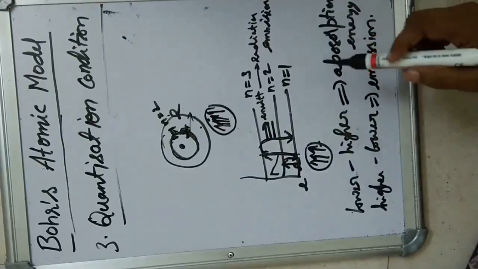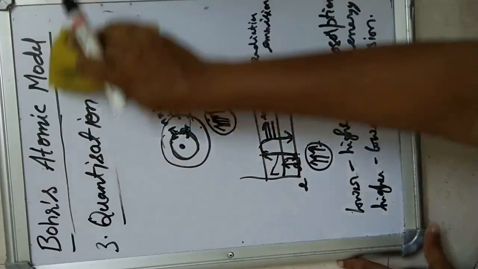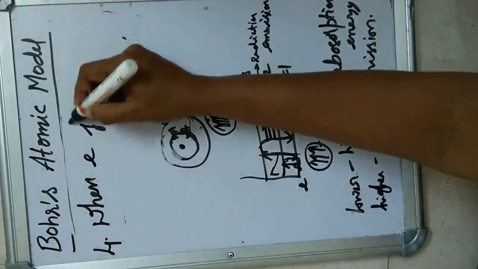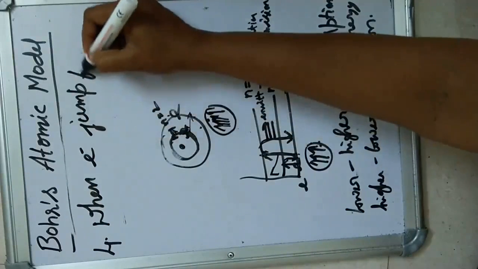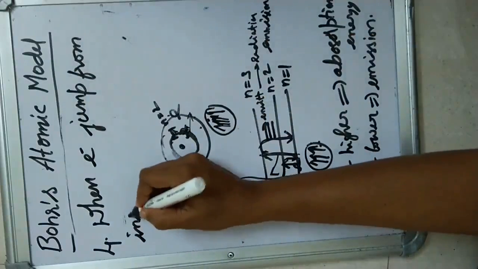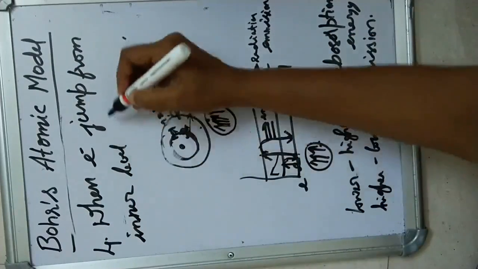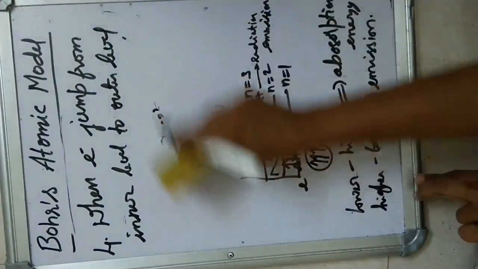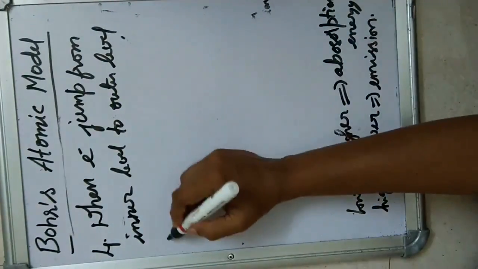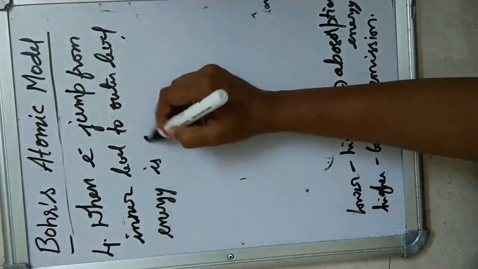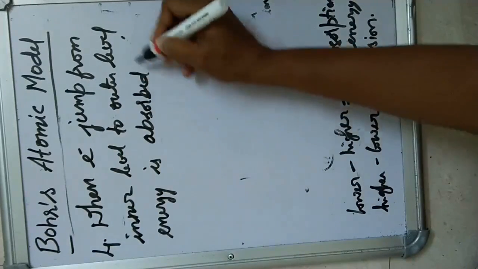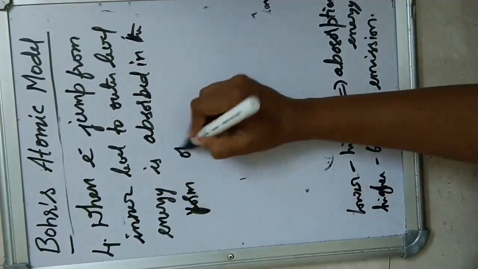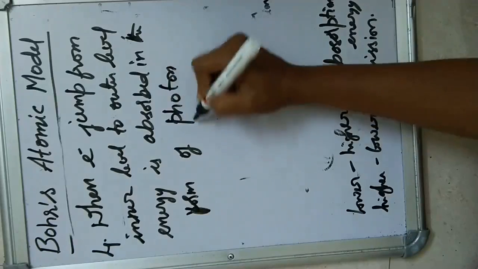I hope you understood. So the fourth postulate says that when an electron jumps from inner level to outer level, or inner shell to outer shell, energy is absorbed in the form of photon. This is a packet of energy, a bundle of energy.